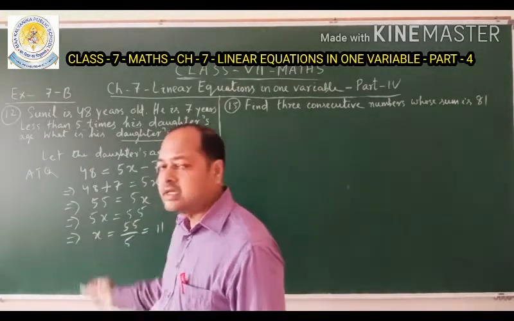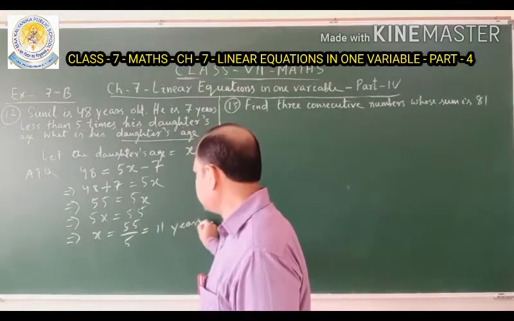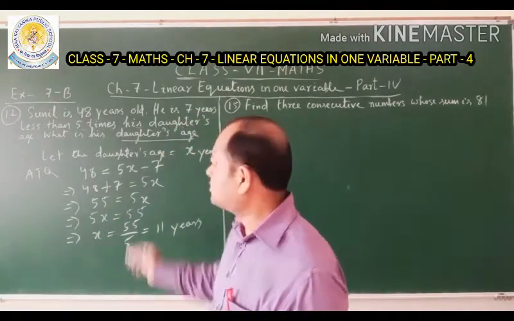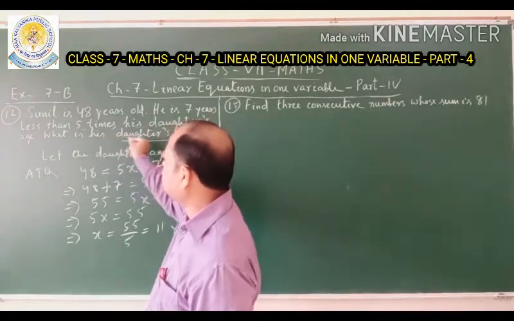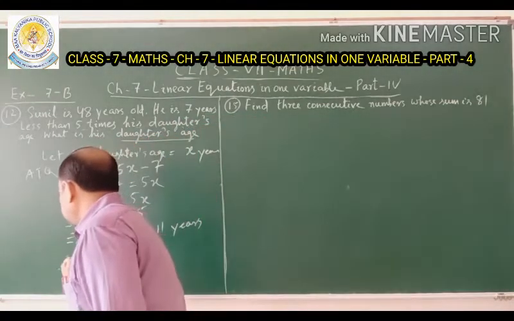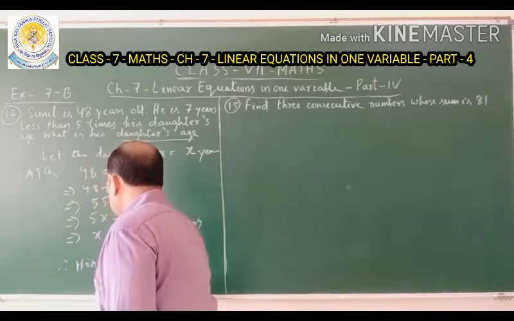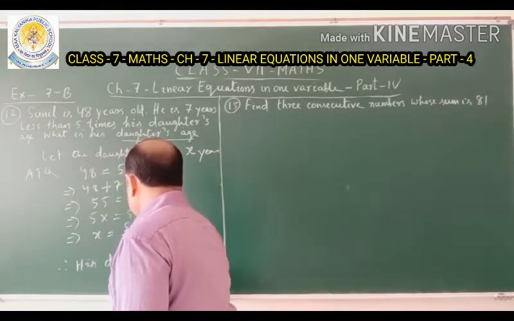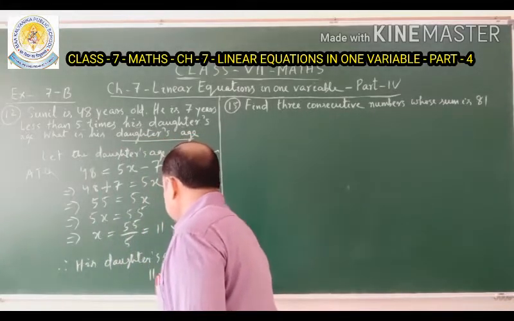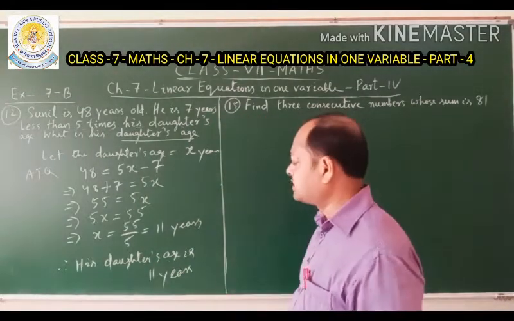What did we get here? The x value was 11. What is 11? That is 11 years. And what is x? That is the daughter's age. So write down what the question is asking. What is his daughter's age? So therefore, his daughter's age is how much? 11 years. So the solution is we got 11 years.